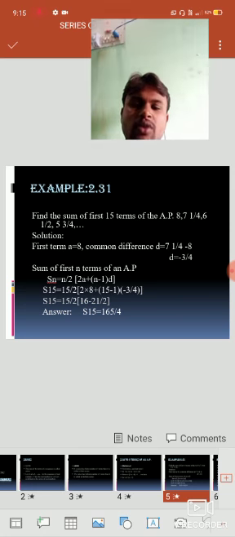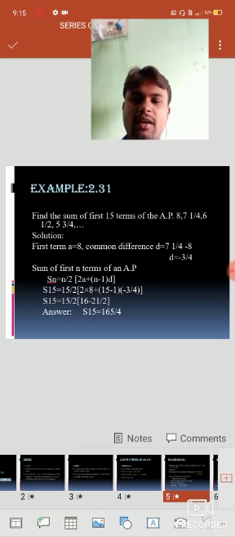So the final answer, the sum of the 15 terms of the arithmetic progression, is 160 by 4.